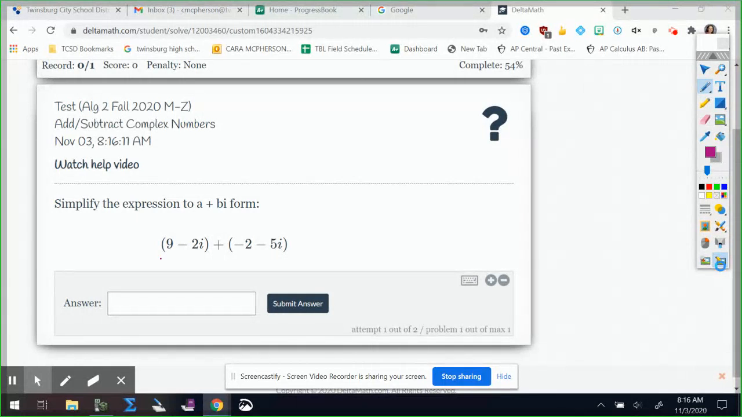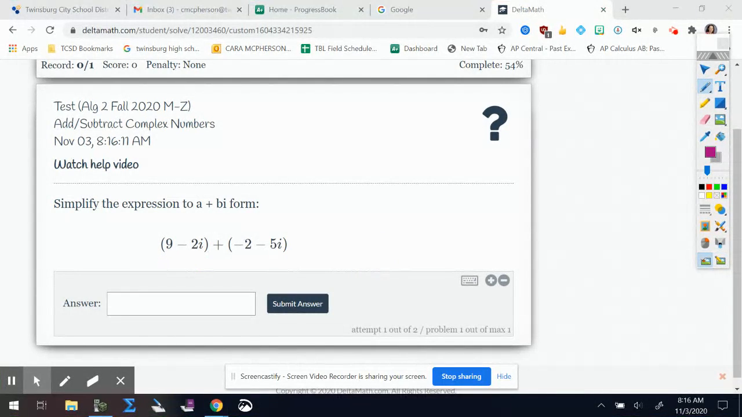So with adding, all you're going to do is add your real parts and your imaginary parts. So 9 minus 2 is 7. Negative 2i minus 5i is negative 7i. And that's exactly what you're going to type in the box. Again, you can use the calculator if you need to. So 7 minus 7i.